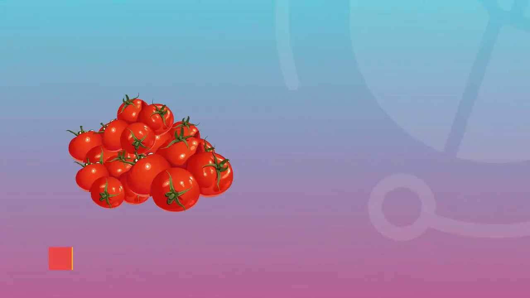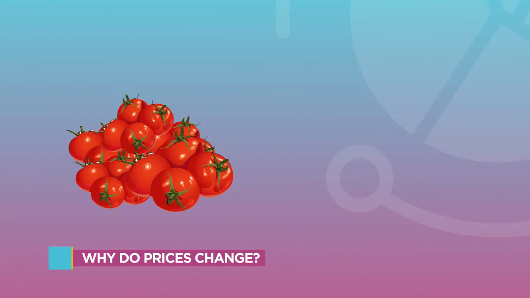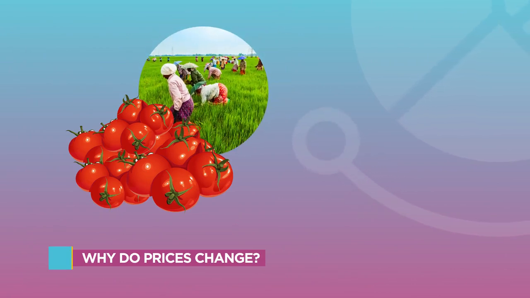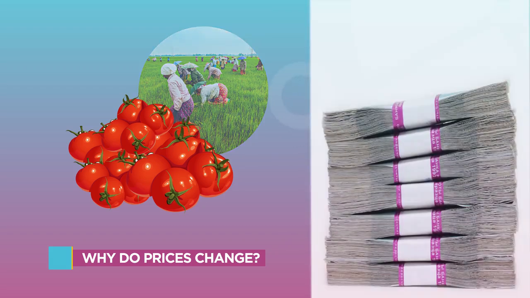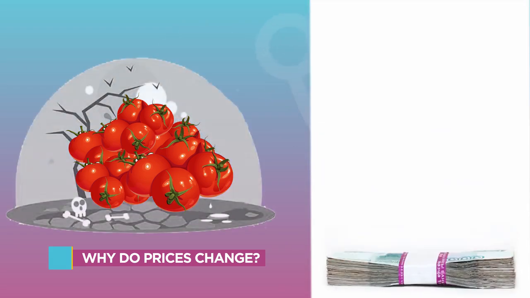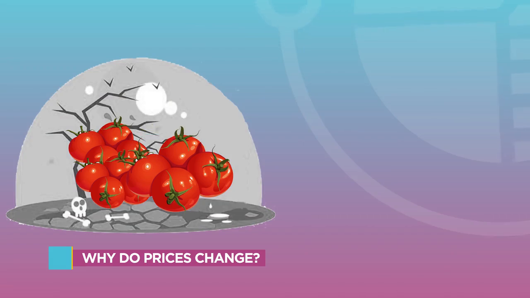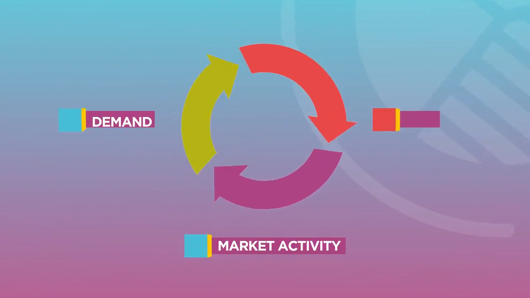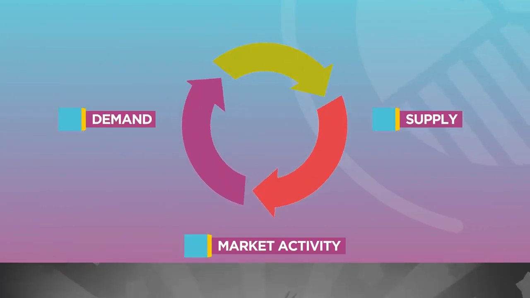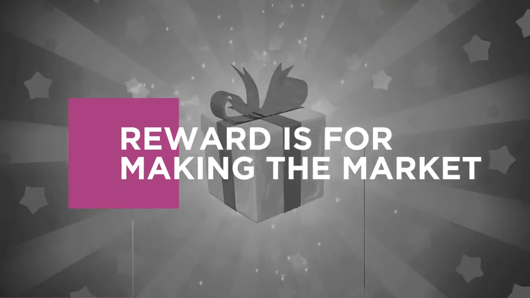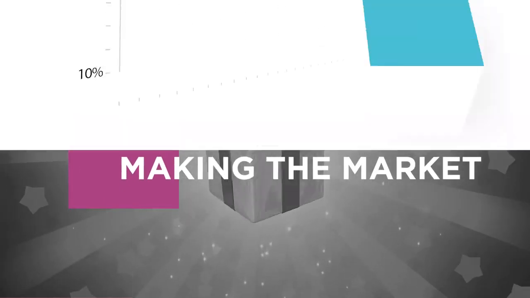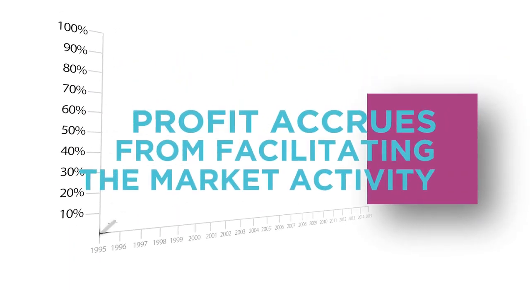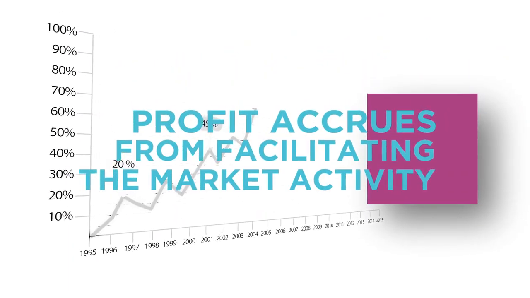What may cause prices to change through the day? If there is a bumper crop of tomatoes, for instance, and there are many farmers wishing to sell tomatoes, the price will obviously fall. Likewise, if there is a drought and the supply of tomatoes is less, then the tomato price will rise. This simple demand and supply idea is the very basis of market activity. The reward for the wholesaler is for making a market, in tomatoes in this case, and the profit accrues from facilitating that market activity.